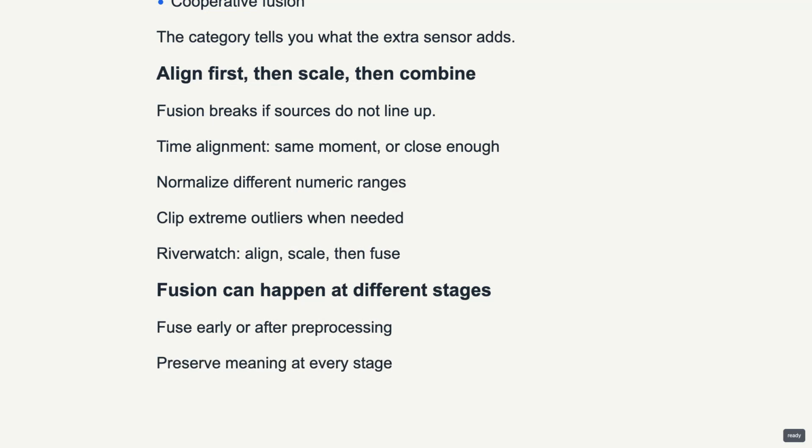The order is less important than preserving meaning. Whether you smooth first or fuse first, the timing and scale of the inputs must stay compatible so downstream inference is not corrupted.